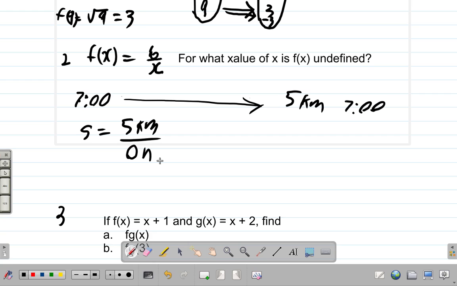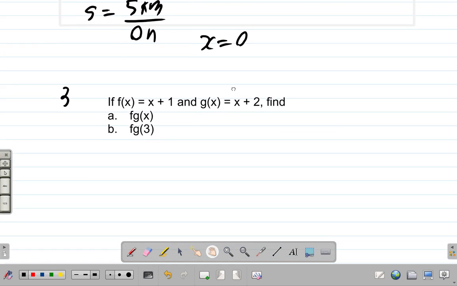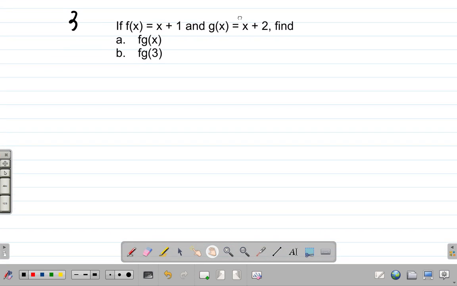So it is undefined. So in order to make this undefined, you have to make the denominator 0. The x must be 0. So x is equal to 0 when this is undefined. Alright? So once you make the denominator 0, the function is undefined.